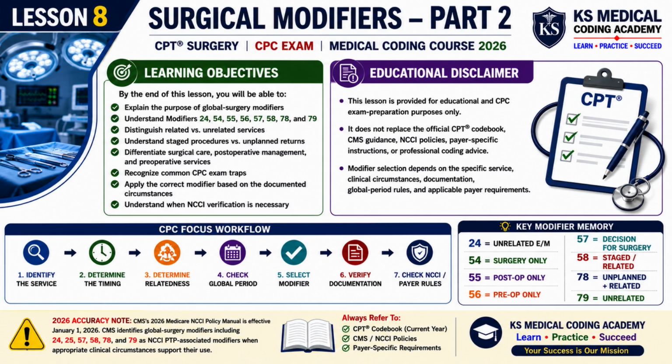24 equals unrelated EM. 54 equals surgery only. 55 equals postoperative management only. 56 equals preoperative management only. 57 equals decision for surgery. 58 equals staged or related. 78 equals unplanned plus related.